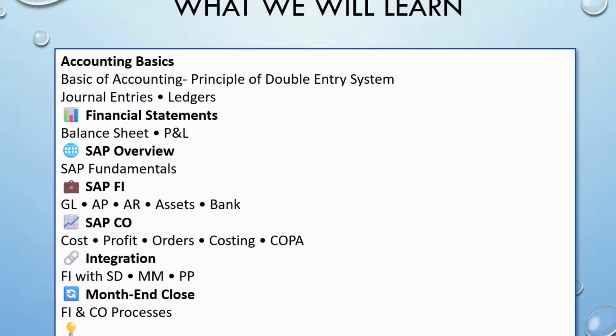And then we are going to cover the topics on SAP FICO. In SAP FICO, there are two submodules, SAP FI and SAP CO. In SAP FI, we will be having general ledger, accounts payable, accounts receivable, assets, and bank accounting. If you see the general ledger, we'll be having a chart of accounts. It will be how the accounting will be happening.